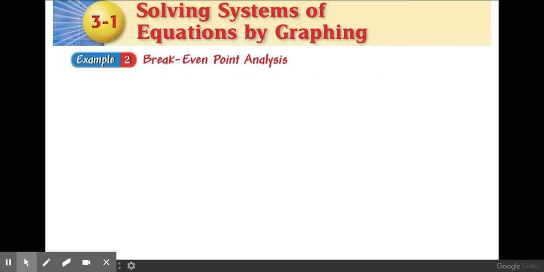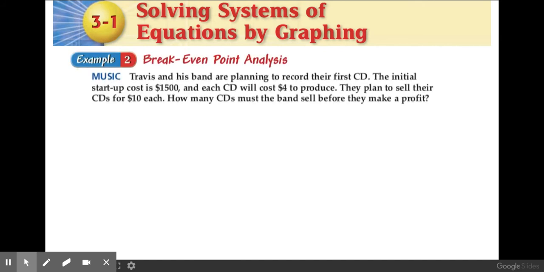So let's look at a break-even point analysis. So here we have a problem. It says Travis and his band are planning to record their first CD. The initial startup cost is $1,500, and each CD will cost $4 to produce. They plan to sell their CDs for $10 each. How many CDs must the band sell before they make a profit?